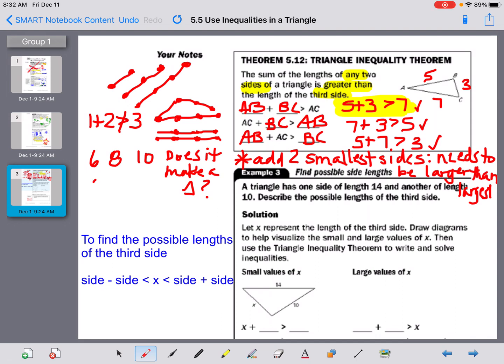Well, let me think. If I have 6 plus 8, is that larger than 10? 14 greater than 10? Yes. Yeah, those three sides will make one.